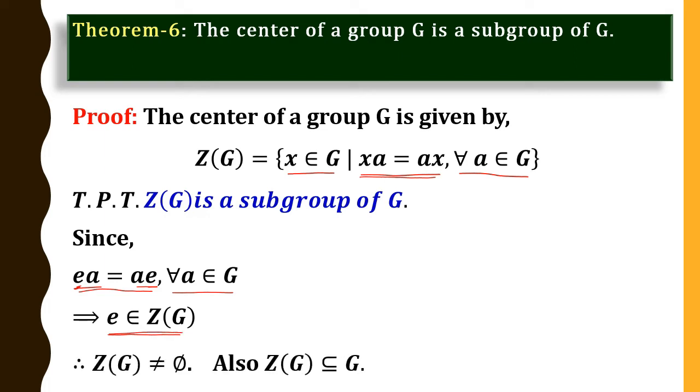Therefore, Z of G is a non-empty set, and also we know that Z of G contains elements of G. Therefore, clearly Z of G is a subset of G.